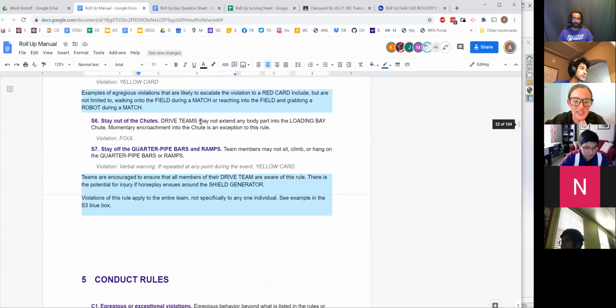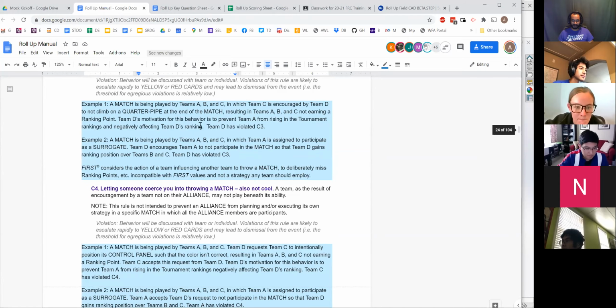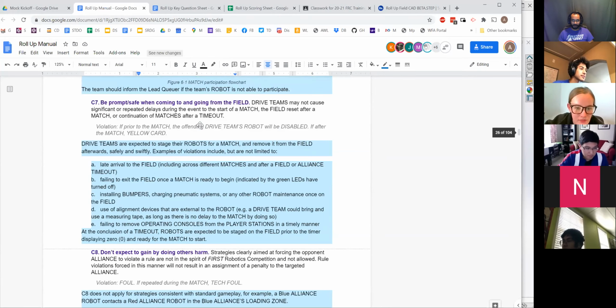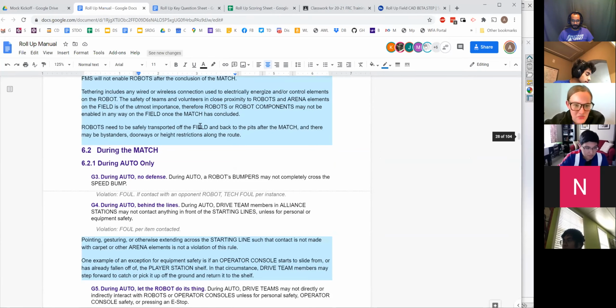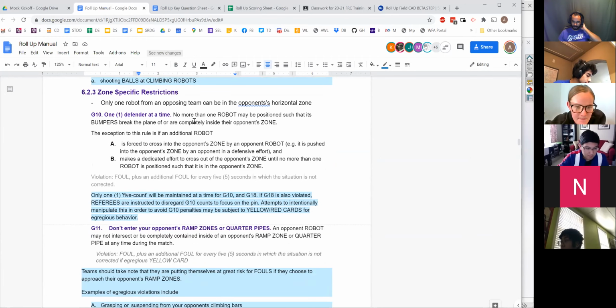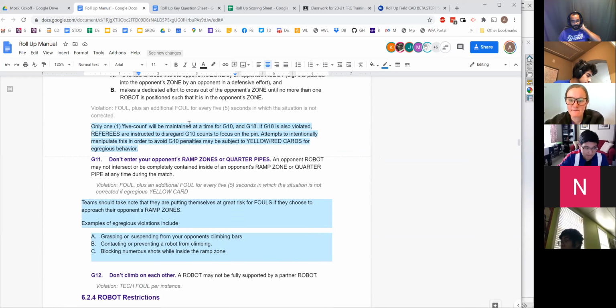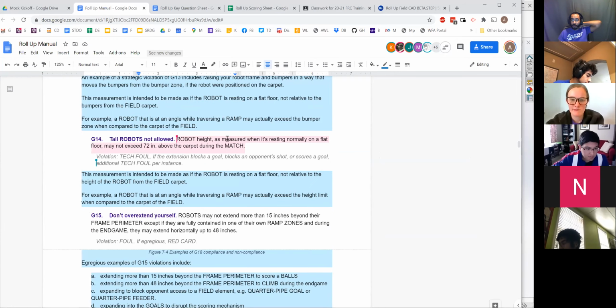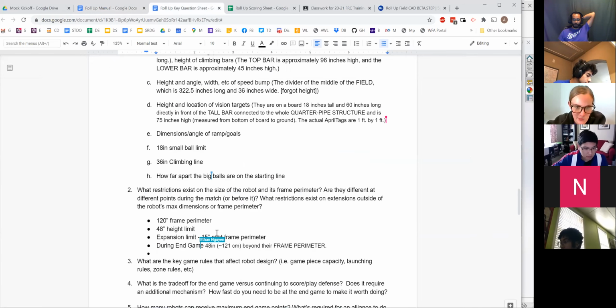G14. Okay, so it's a G rule, but it's currently not in our rules. That's a little bit awkward. There should be something. It probably should exist in that same section. But yeah, so G14, robots may not extend 72 inches, 6 feet, above the carpet. So at no point during the game, end game, anything, can you ever extend 6 feet.